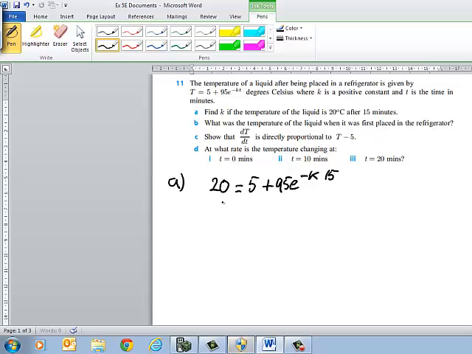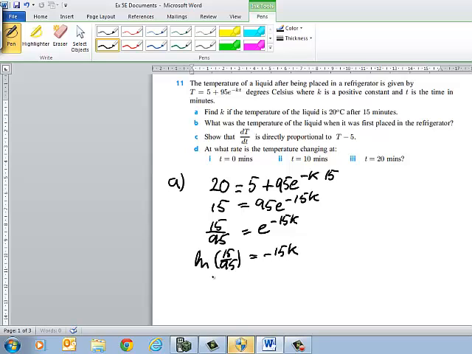So bring the 5 across, that makes it 15. In a second we'll bring the 95 down, so it's minus 15k, so therefore 15 over 95 is equal to e to the minus 15k. Take the ln of both sides: ln of 15 on 95 is equal to minus 15k, so therefore k is equal to ln of 15 on 95 all divided by minus 15.